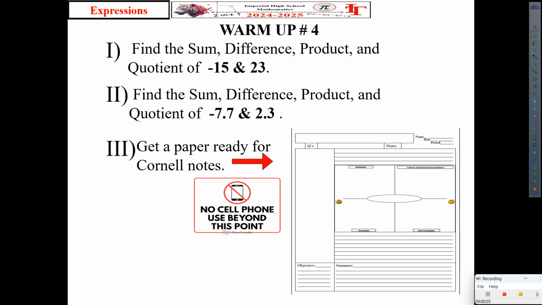All right, so warm-up number 4 is on the screen. Copy that, and then I'm going to give you a code to log on to Nearpod so we can communicate it here in class. So get your Chromebooks ready as well. I'll give you time for that. Copy and go.